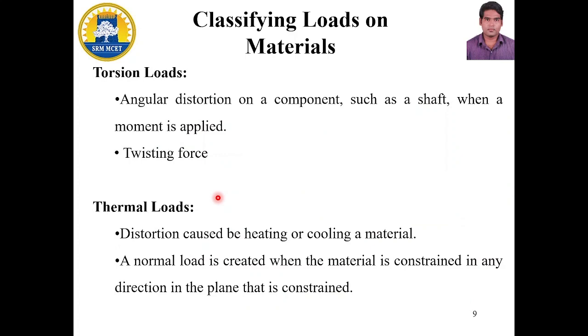There are also other types of loads such as torsional loads and thermal loads. Torsional load is the angular distortion on a component such as a shaft when we apply some twisting moment. So any sort of twisting force applied on an object causes a torsional load. Similarly, thermal loads cause distortion by heating or cooling of the respective material. A thermal load is created when the material is constrained. So when a material is under heating or cooling, and we constrain its motion, then that material is subjected to thermal stress.